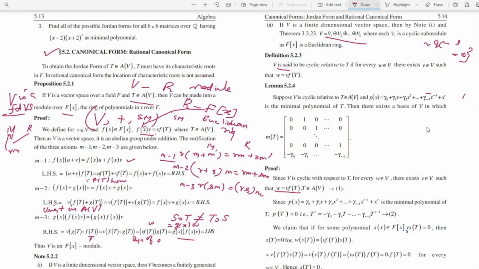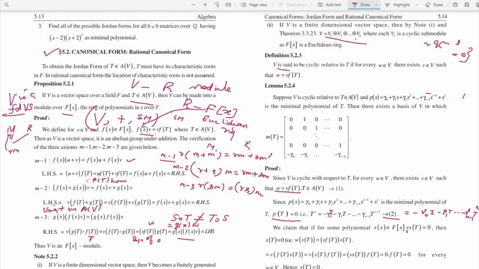Now this P of x, we will consider the minimal polynomial of t. So it is the polynomial satisfied by t of least degree. So P of t should be the zero transformation. So from here we have gamma naught I, then the rest are with the transformation. Even this must be provided with transformation. So it is minus gamma naught identity transformation minus gamma 1 t and so on, minus gamma r minus 1 t power r minus 1. This we shall name as equation 2.